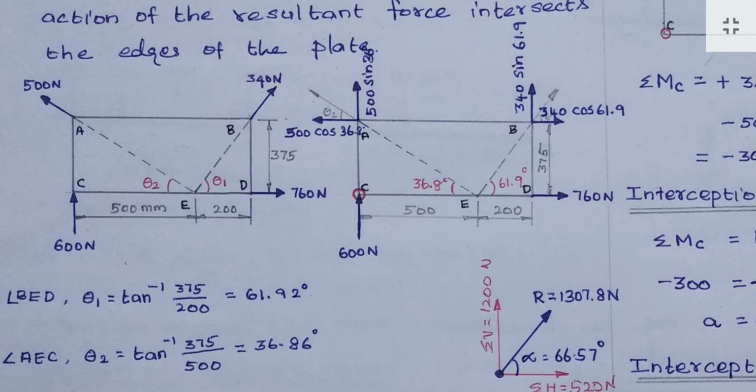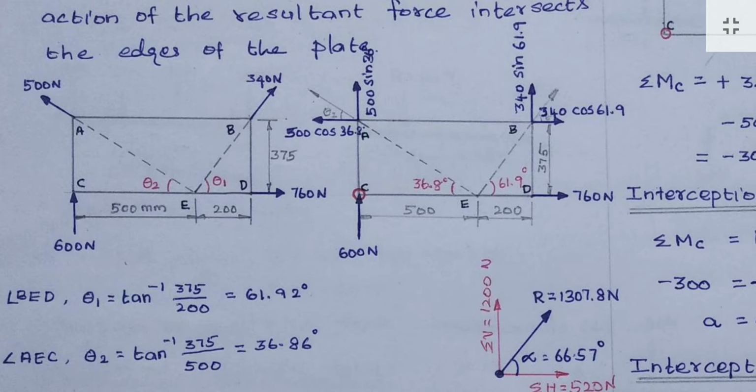So how to find this angle theta 1? See this triangle, this angle theta 1. This theta 1 is the inclination of this force, because this is a horizontal line, and this is also a horizontal line. The angle this line makes with the horizontal is theta 1. Similarly theta 2 is the inclination of this 500 Newton force. So we have to find theta 1 and theta 2.